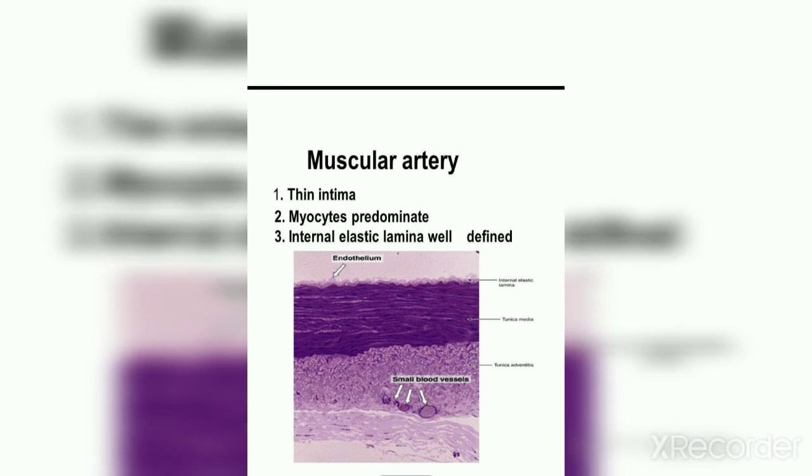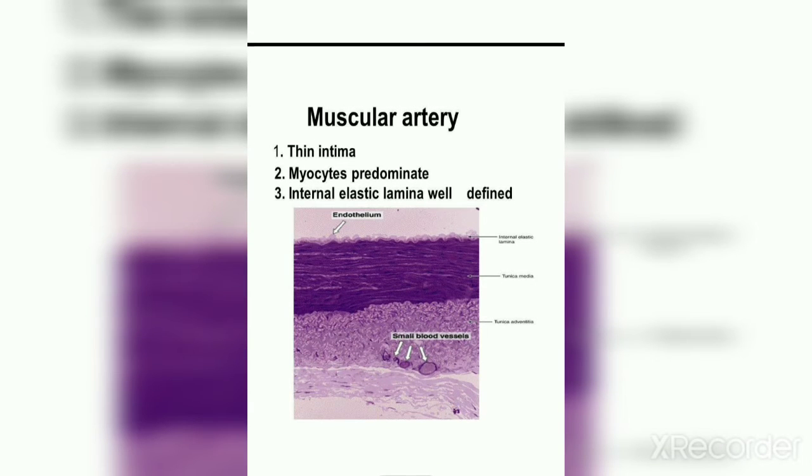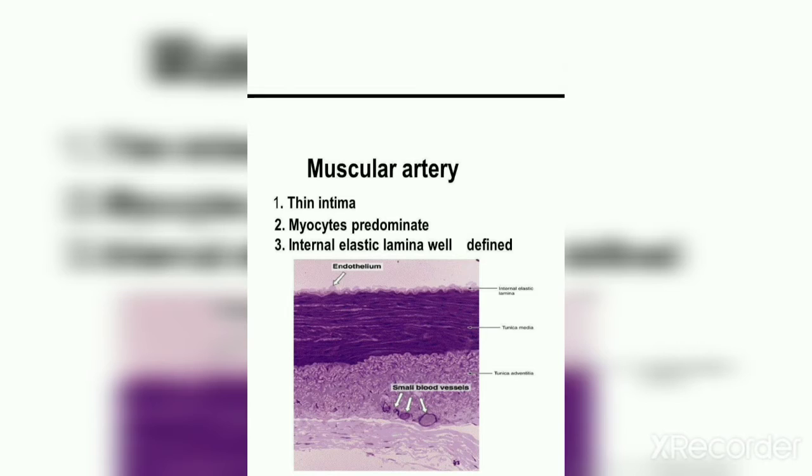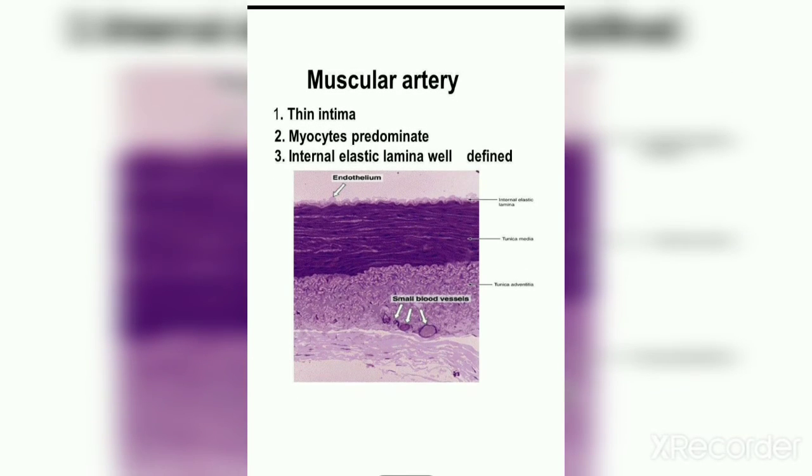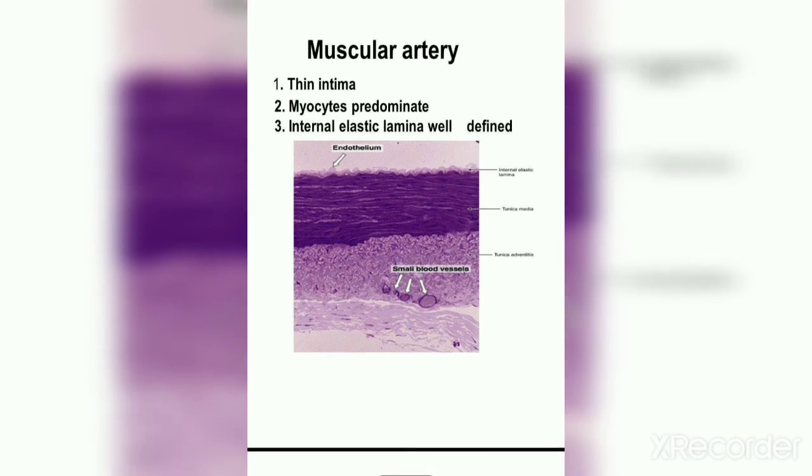Muscular artery, the tunica intima. Myocytes are predominant. The internal elastic lamina is well defined.